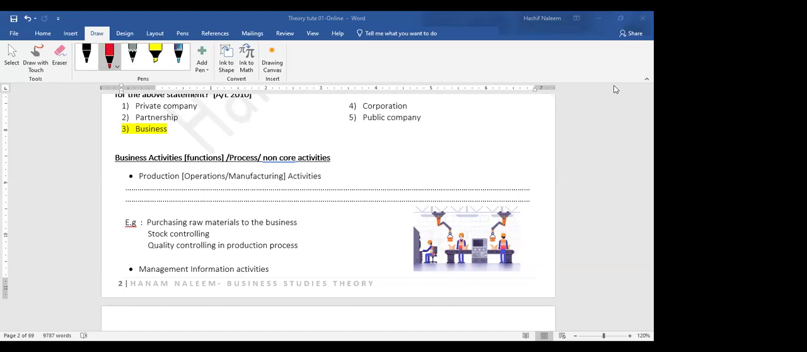When you take these activities, you can't see every one in every business. In some businesses, we can see those activities; in some, we can't. So production can be simple. You are converting your inputs into outputs. So that's not common for every business.